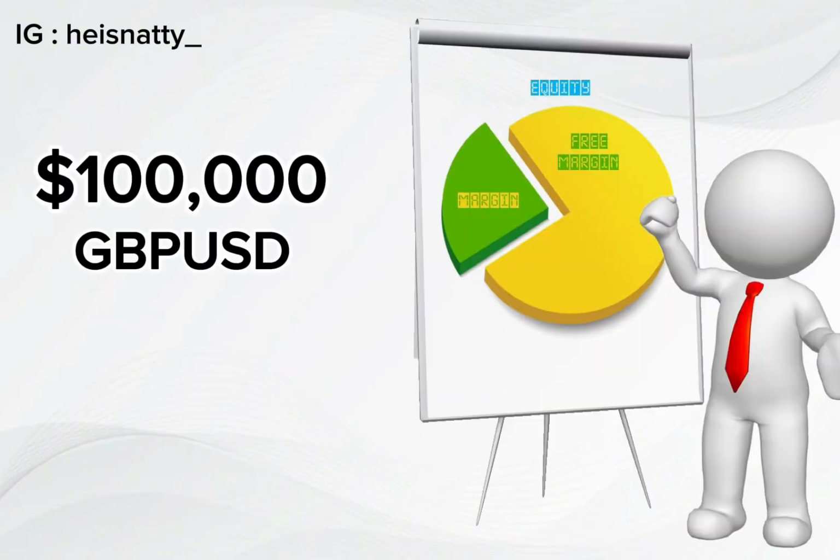$100,000 worth of GBP USD, you don't need to put up the full amount. You only need to put a portion of that $100,000, just a little portion, even if it's maybe $1,000 or $2,000, depending on your broker. So the actual amount depends on your forex broker or your CFD provider.